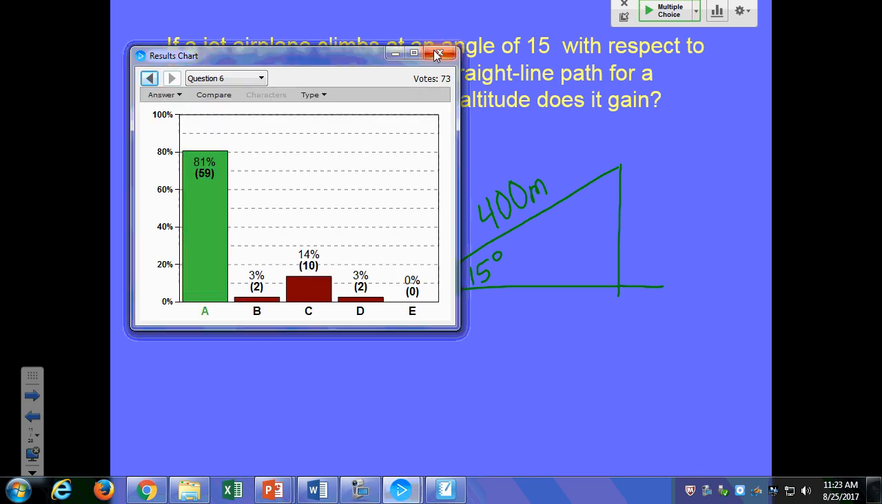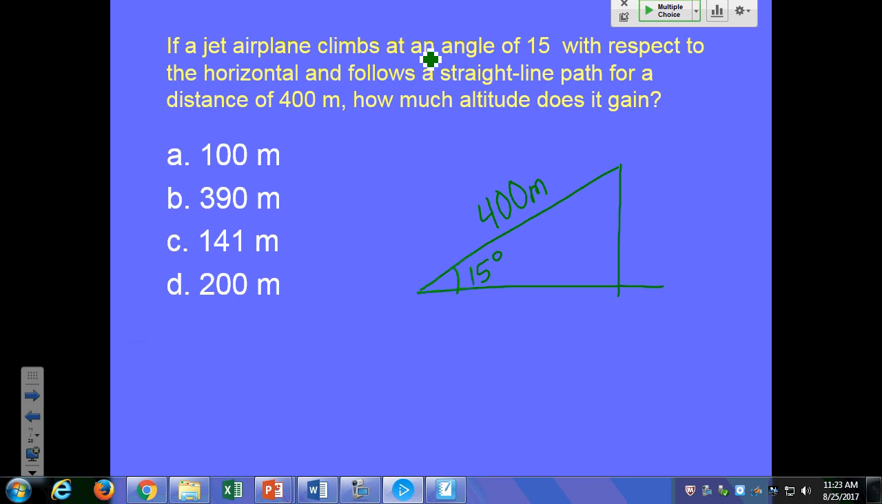Okay, good. A is right, I think. Actually, I'm not sure what the answer is. Let's work it out, okay? I'm pretty sure A is right. 80% of you think it's right. So I want to know what is this value. I'll call it y. And so I know that I have the opposite side here, and I have the hypotenuse. The opposite as it's related to the 15-degree angle. Opposite, hypotenuse, what is that? So, right, sine is opposite over hypotenuse.